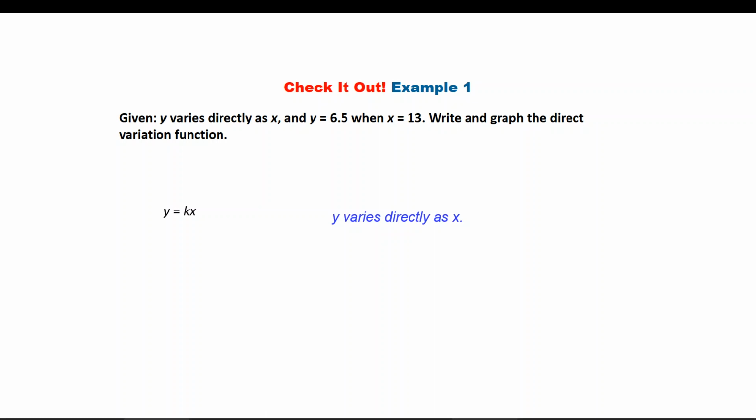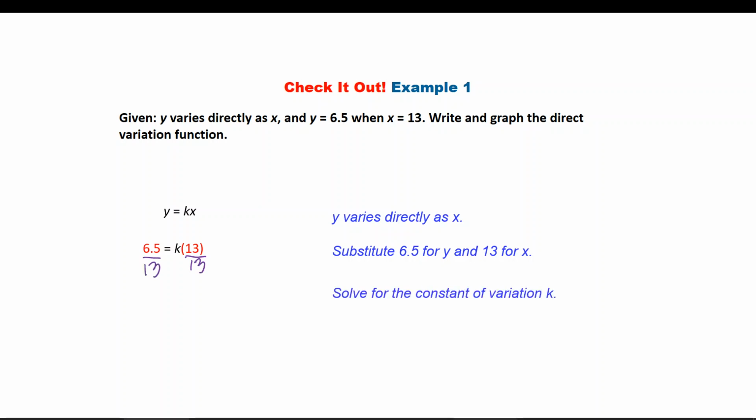Next we just need to substitute y equals 6.5 and x equals 13. You can see that, and then we want to solve for our k. So we're going to divide both sides by 13. And when we do that, to solve for the constant of variation k, we get k equals 0.5. Now to write the variation function by using the value of k, we get y equals 0.5x. Next we need to graph it.